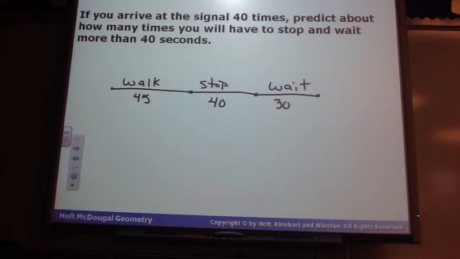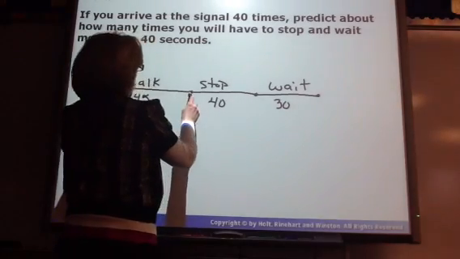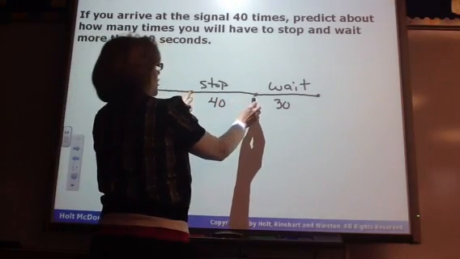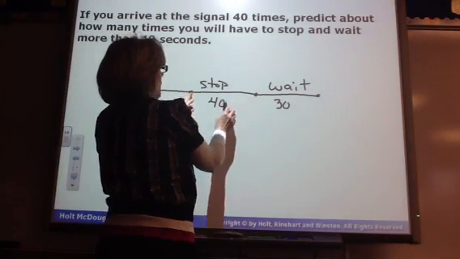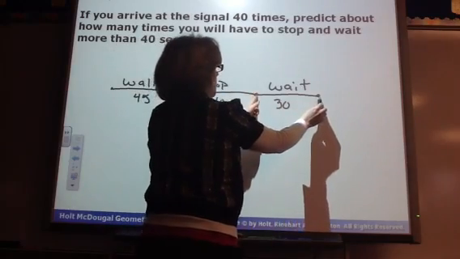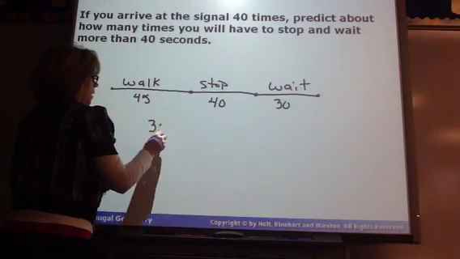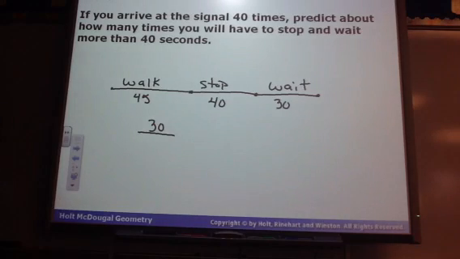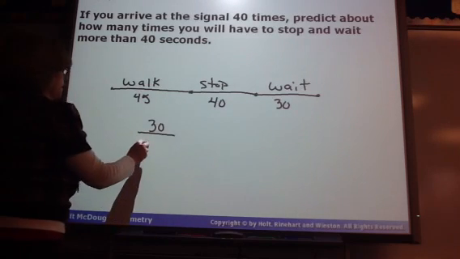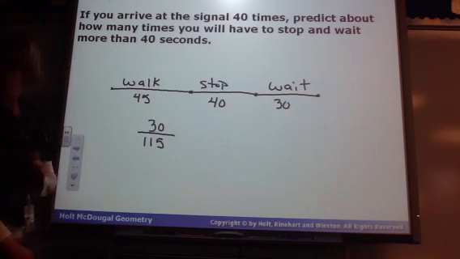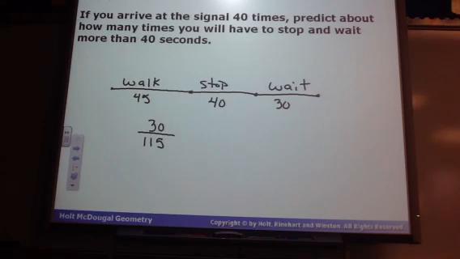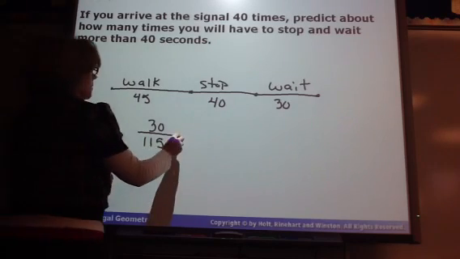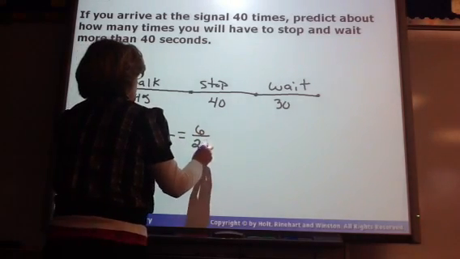Okay, so it says predict about how many times you will have to stop and wait more than the 40 seconds. Okay, so here you're walking. This is the 40 seconds. So where you have to stop and wait more than this is going to be this segment right here. So it's going to be 30 out of the total, which is 115. Okay, you simplify that, you get 6 over 23.